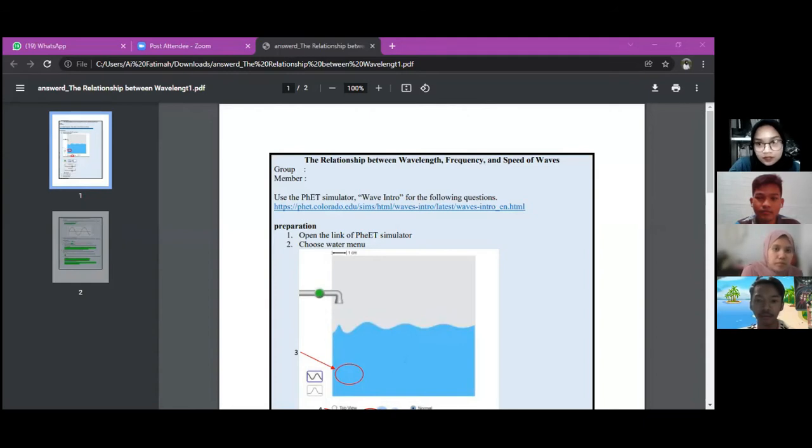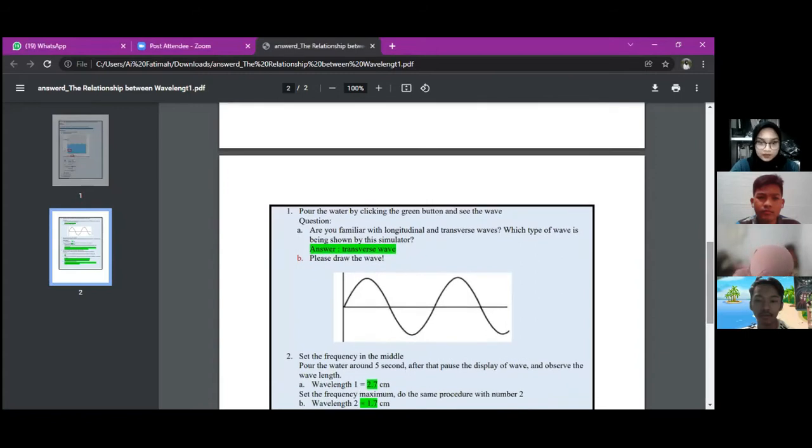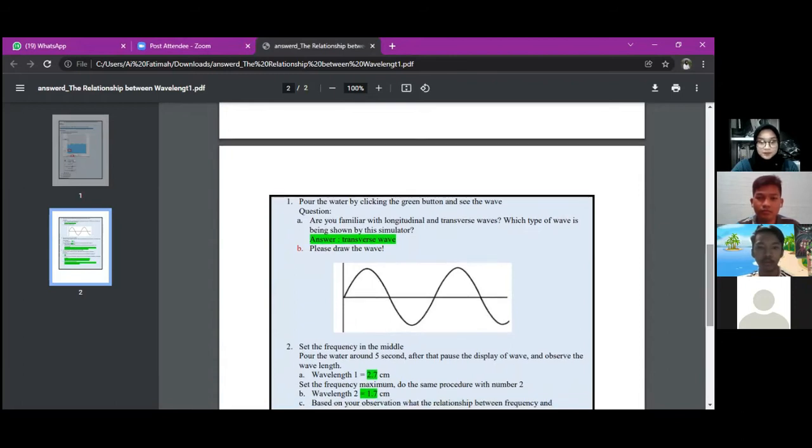So it's about the relationship between wavelength, frequency, and speed of waves. For question number one: are you familiar with the longitudinal and transverse wave? Which type of wave is being shown in the simulator? The answer is transverse waves, and this is the graph of the transverse wave.